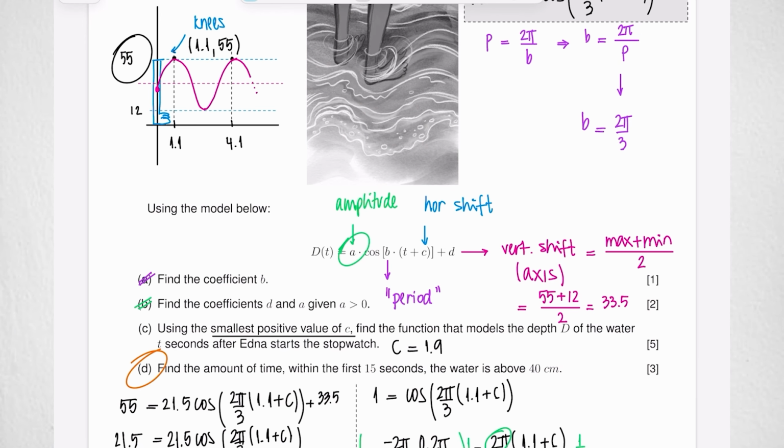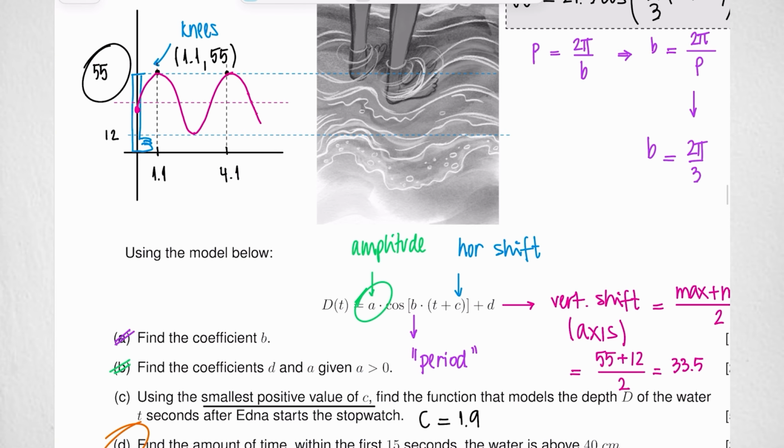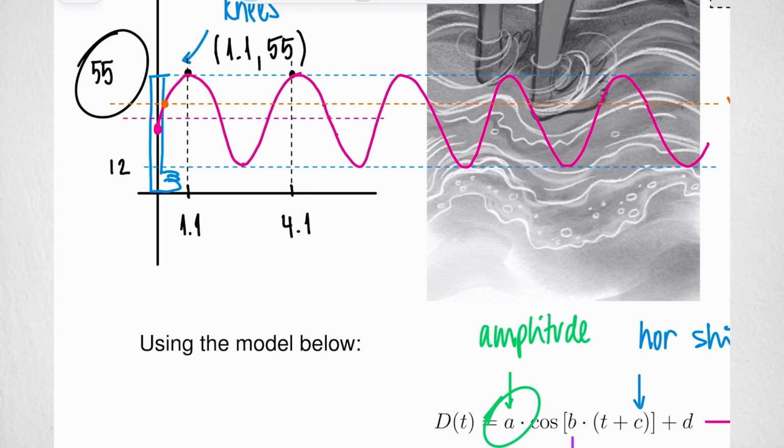Now for question D, there's no way to do this without the calculator. You need to find the amount of time within the first 15 seconds, meaning your interval will be much bigger, where the water is above 40. So graphing the function and graphing the line y equals 40, you should find this interval by calculating the intersection between the line and the curve.